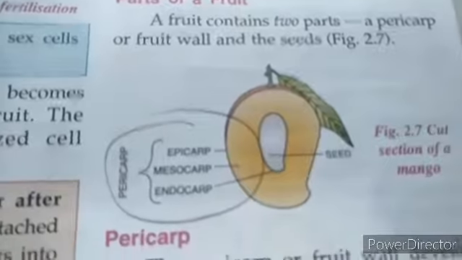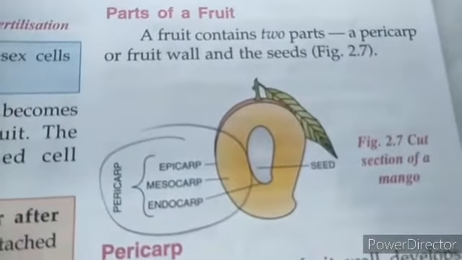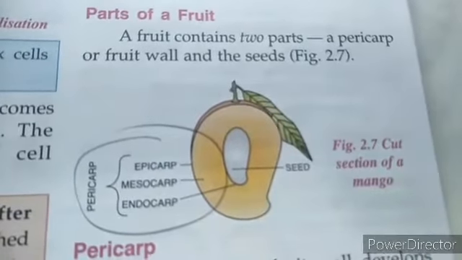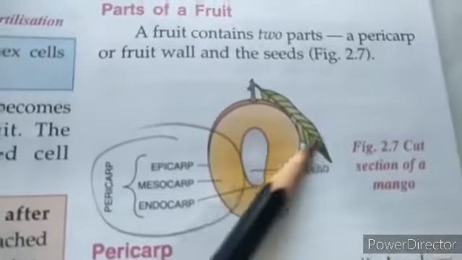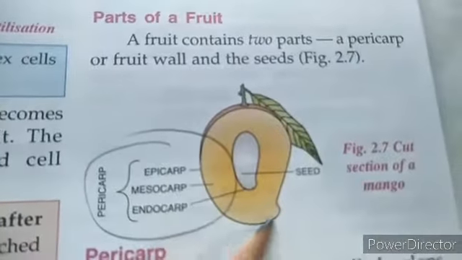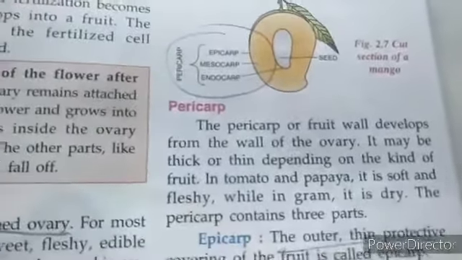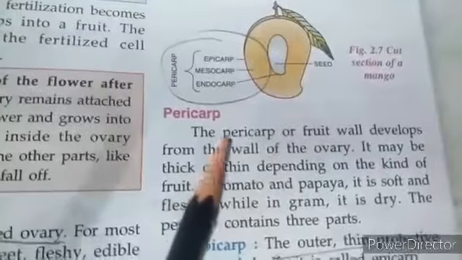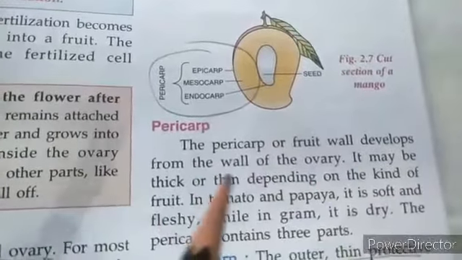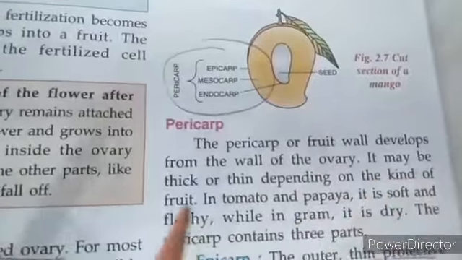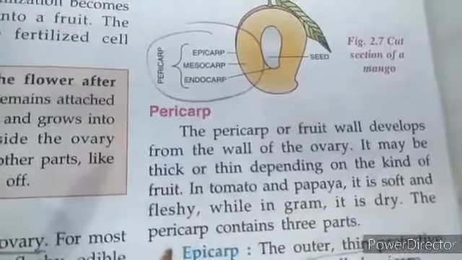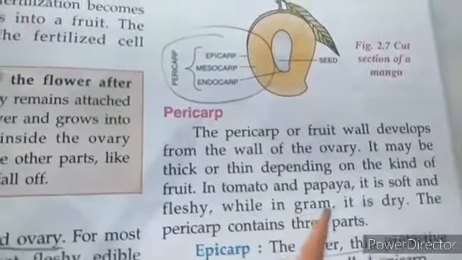When we go to the parts of a fruit, you can have a look at the diagram, and I'm sure you have understood this is a mango. A fruit contains two parts, a pericarp or fruit wall and the seed. In between there would be a seed, and all around is the pericarp. The pericarp or the fruit wall develops from the wall of the ovary, because this is not a false fruit. It may be thick or thin depending on the kind of the fruit. In tomatoes and papaya, it is soft and fleshy, while in gram, that is chana, it is dry.